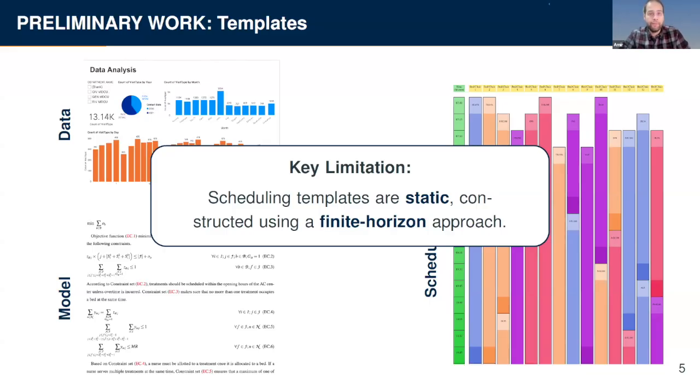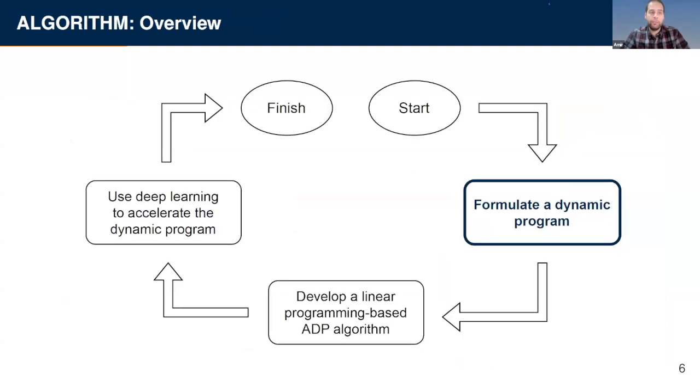It's not a finite horizon, because scheduling problems are inherently infinite horizon. What does that mean? That basically means every single decision that we make today has an impact in the future, right? So a finite horizon approach, like scheduling templates, might not be superior. So for that reason, we started by formulating a dynamic programming algorithm.